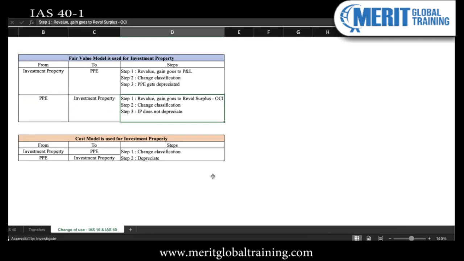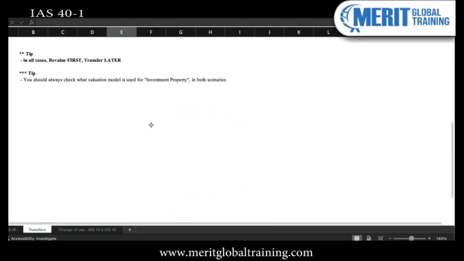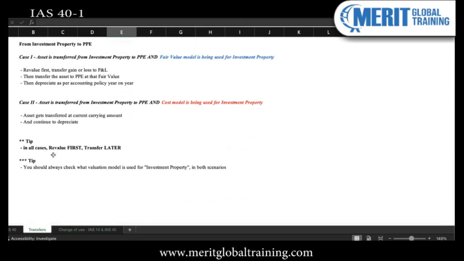And the easier situation is, or rather the situation which requires fewer steps. There's nothing easy or difficult about it. When cost model is used for investment property, whether you are going from investment property to PPE or PPE to investment property, all you have to do is change the classification and then you continue to depreciate. This sheet is a smaller one.